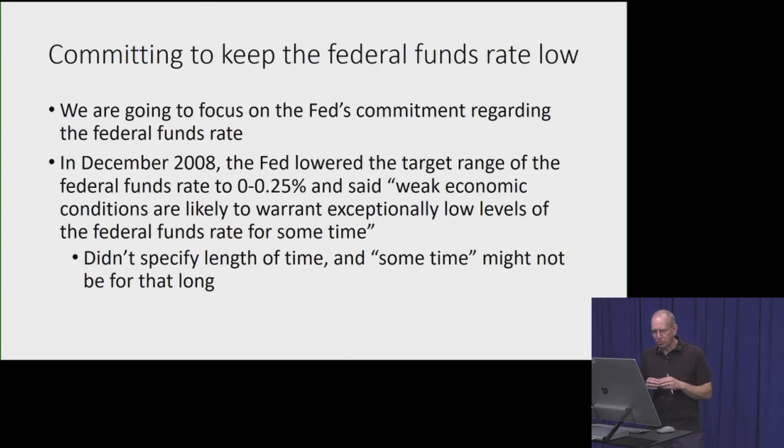So in December 2008, the Fed lowered the target range for the federal funds rate down to what was at the time referred to as the zero lower bound, 0 to 0.25%. And they used some specific language here: weak economic conditions are likely to warrant exceptionally low levels of the federal funds rate for some time. Now, they didn't specify the exact length of time, but what they were trying to do is get across the idea that it will be a while, or a long time, until the Fed raises the federal funds rate again.